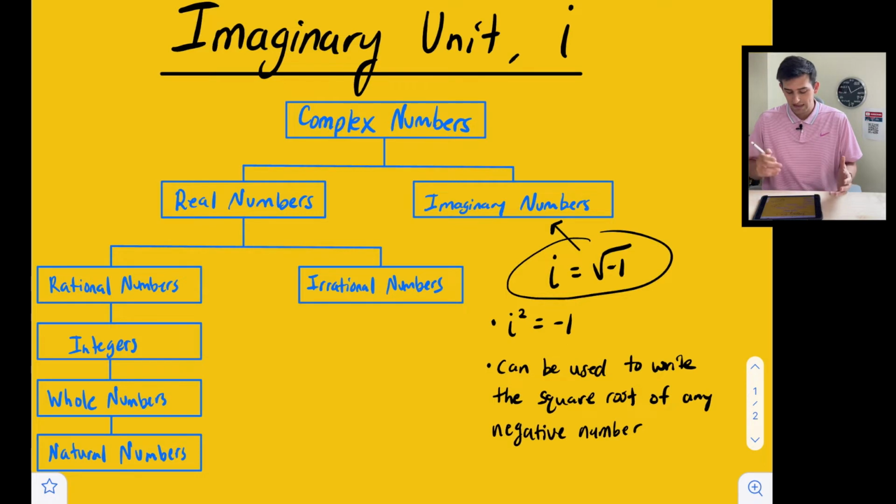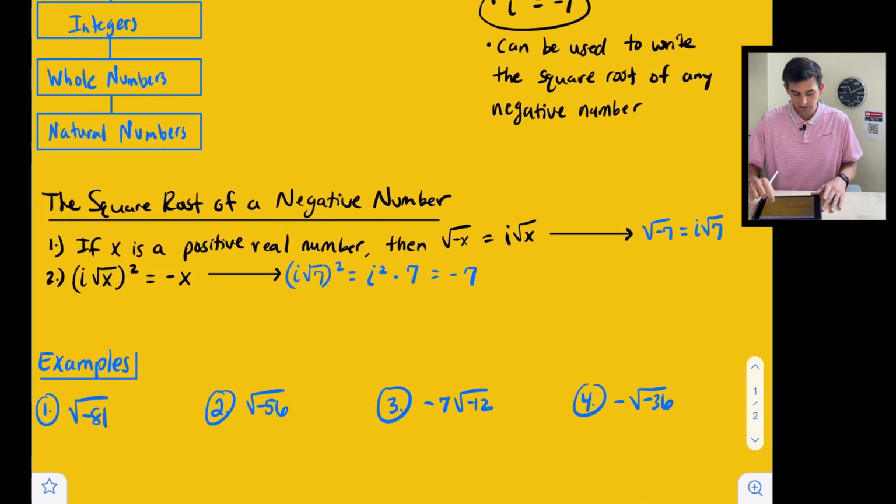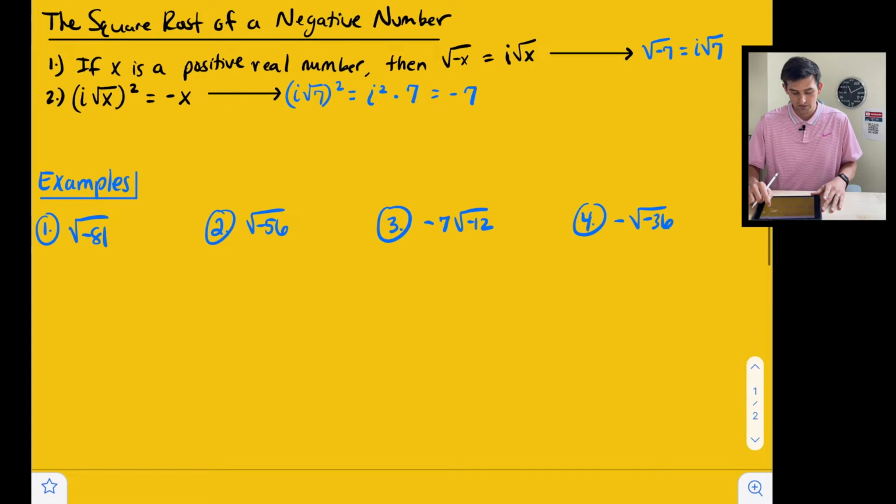So if we say that i is equal to the square root of -1, inverse operation says if we square both sides, then we could say i squared is equal to -1. And so we can use that to help us simplify some negative radicals. And this can be used to write the square root of any negative number. And so what we're going to do in this video is look at how to find the square root of a negative number.